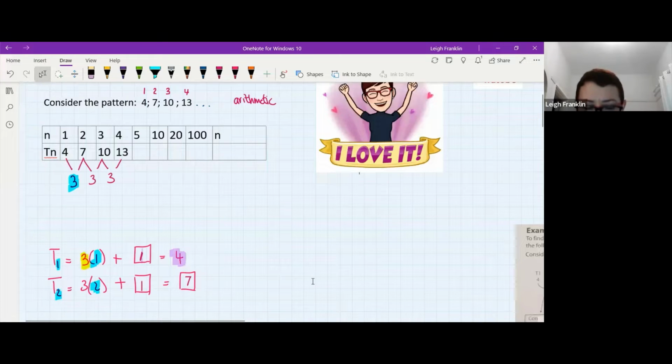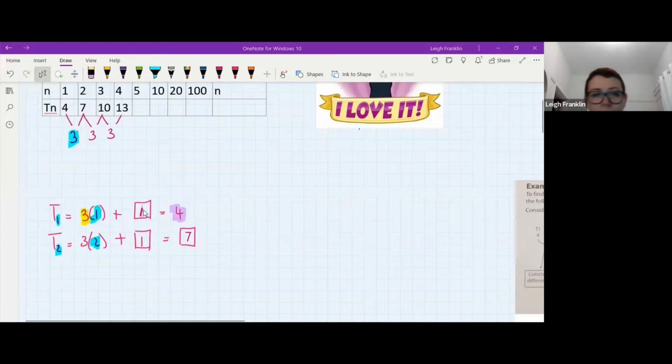Okay, so now I'm going to ask one of you what we would do to create term number 3 in this pattern. Okay, so Anati, your hand is up first. Anati, how would I create term 3 in this pattern using this rule? I'd have to say 3 times 3 plus 1. Good. And that's how we would end up with 10 as our answer.